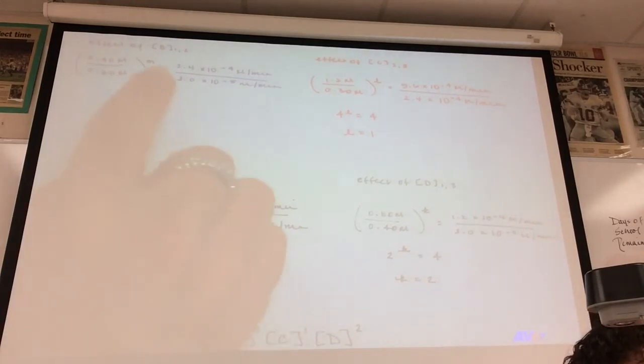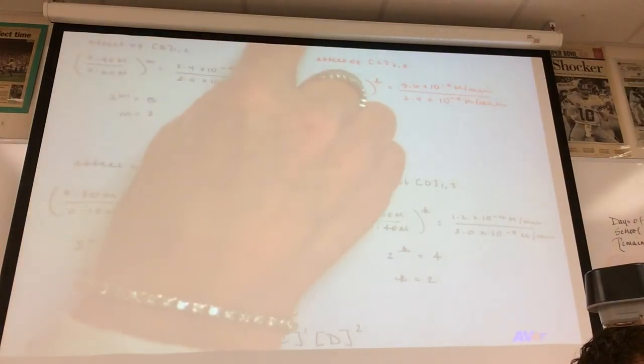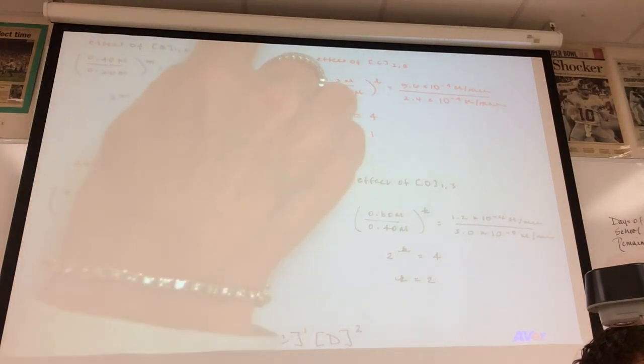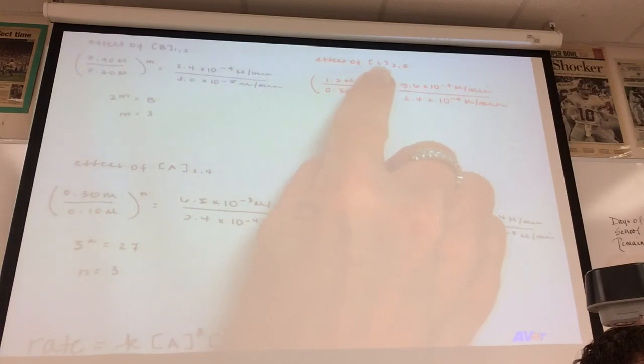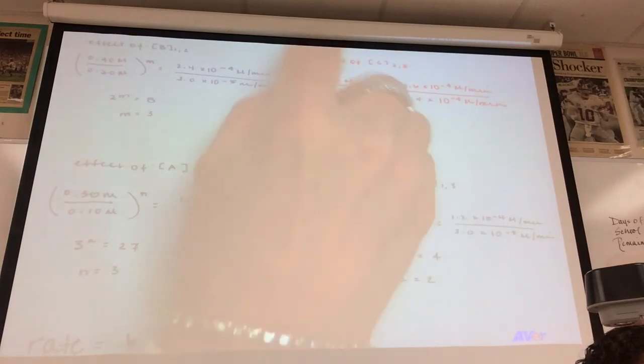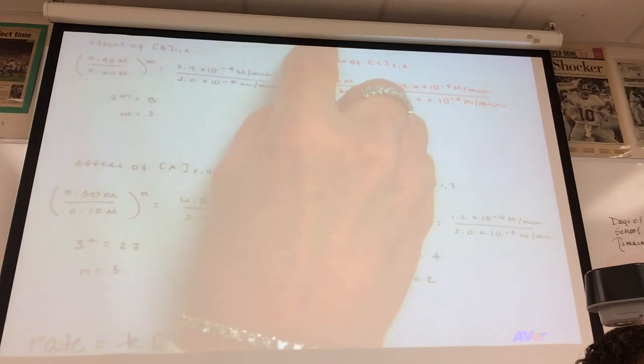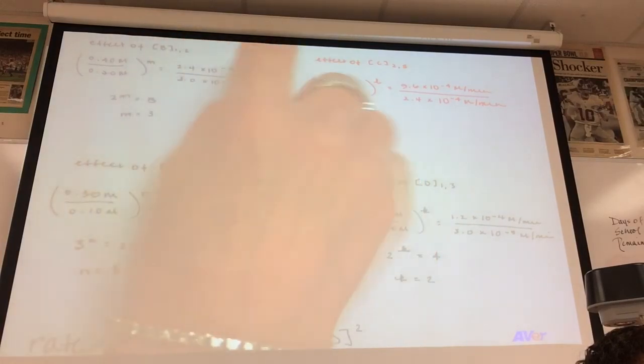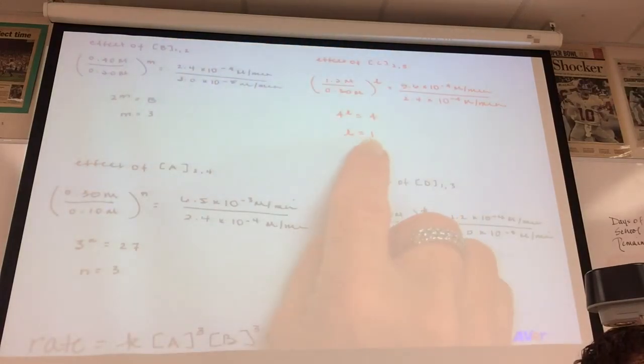So I looked at the effect of B in experiments 1 and 2 because A, C, and D were constant. I have third order with respect to B. I put a 3 here. To get the effect of C, I looked at experiments 2 and 5. From 2 to 5, this quadruples, but these are all constant. Order with respect to C is 1.